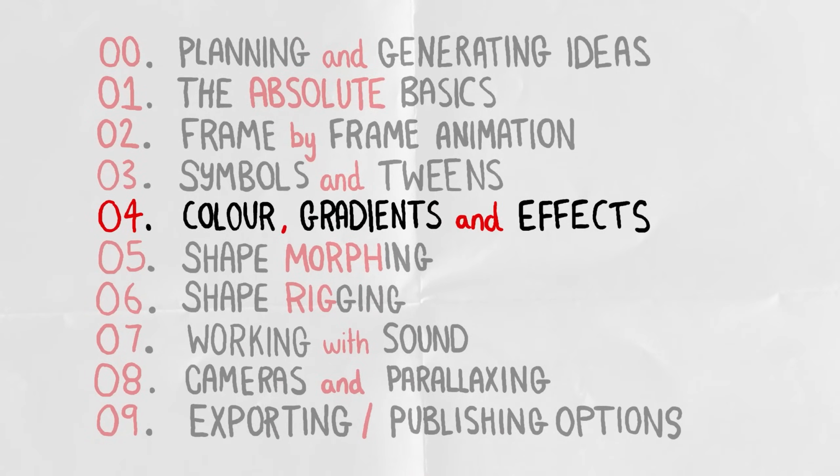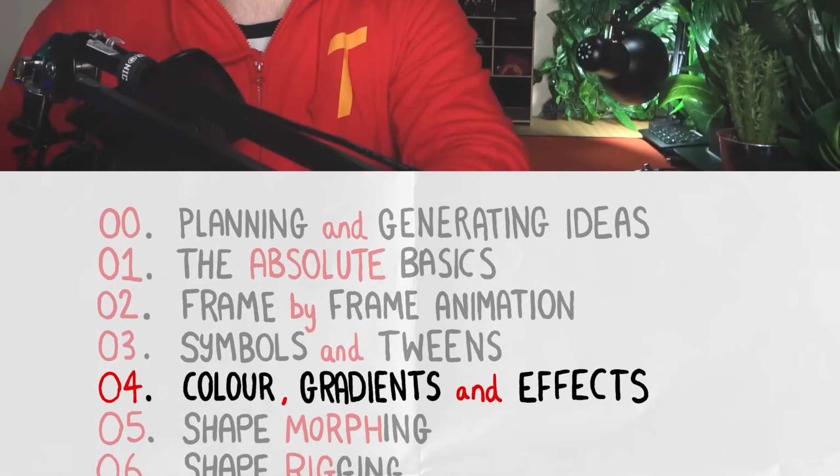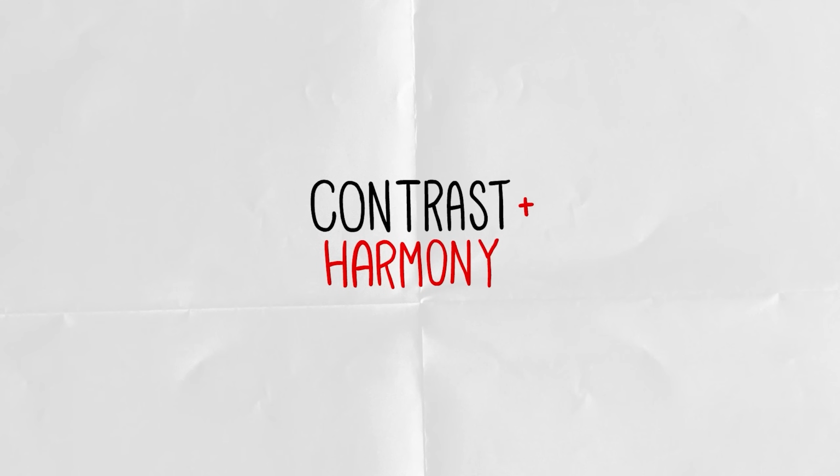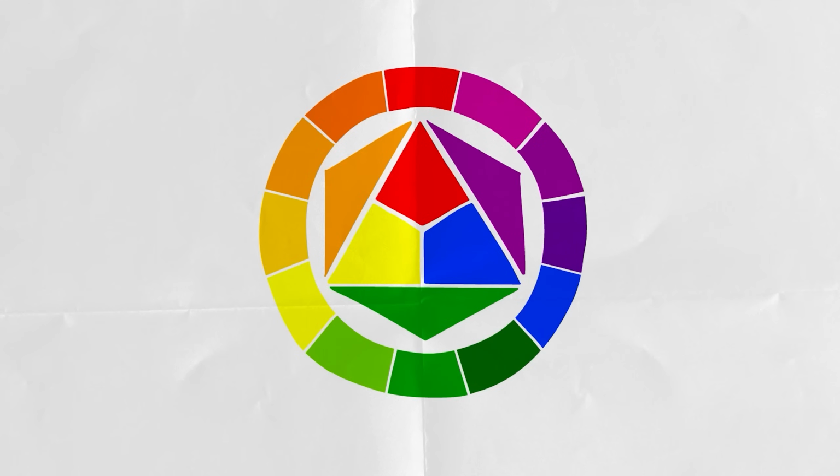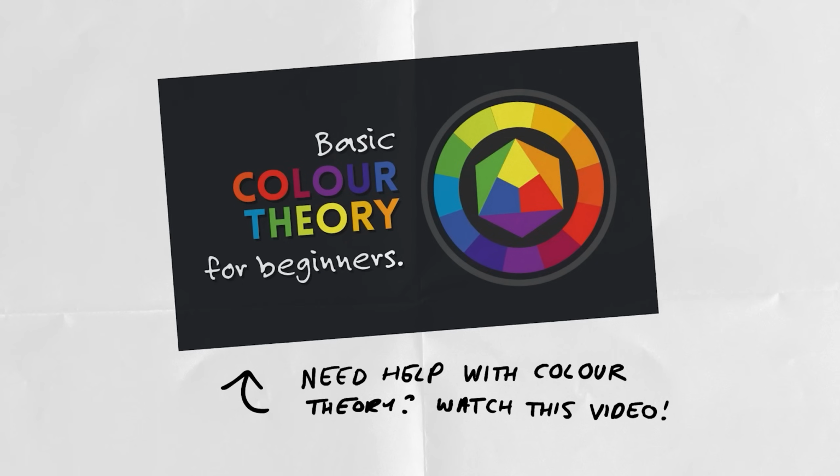Part 4: Color, Gradients, and Effects. Picking the right colors for an animation is a skill unto itself, but if you know a little bit of color theory, it can be much less daunting. When picking colors, you should look for a few key things: contrast and harmony. You can see which colors complement each other by using the color wheel as a starting point. Now, I have a video on color theory which goes into much more detail, so watch that if you'd like a deep dive into color theory, but I'll explain the basics here.